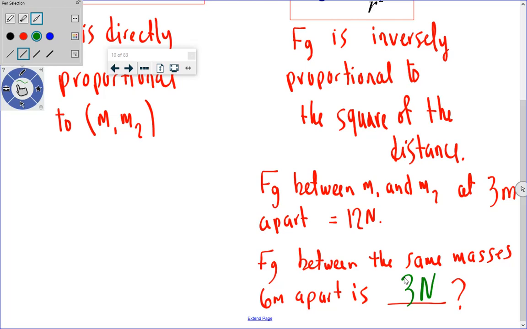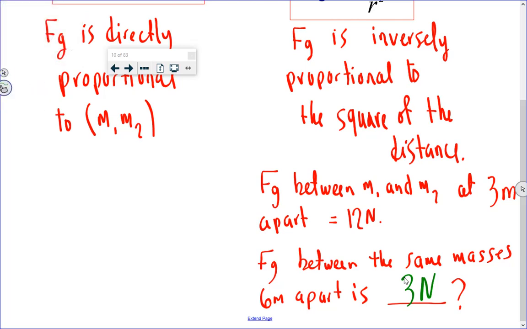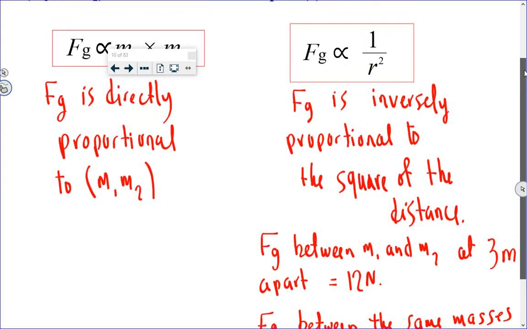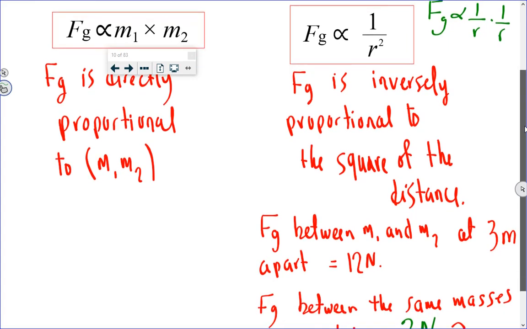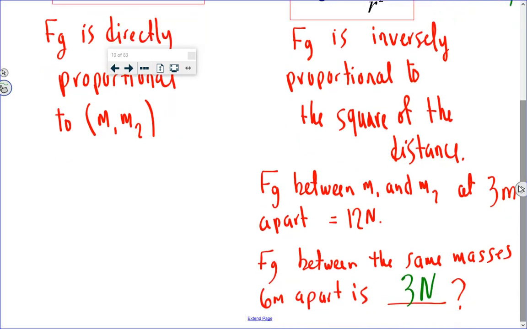The idea is that there's an r squared here. So if you think about it, the force of gravity is proportional to the reciprocal of r times the reciprocal of r. So whatever happens to r, the opposite happens to the force. If I go from 3 meters to 6 meters, then I've doubled r, which means the force of gravity is going to be cut in half. But it gets cut in half twice. We divide by 2 squared in order to get that new force. And that's how we can go from 12 newtons to 3 newtons.